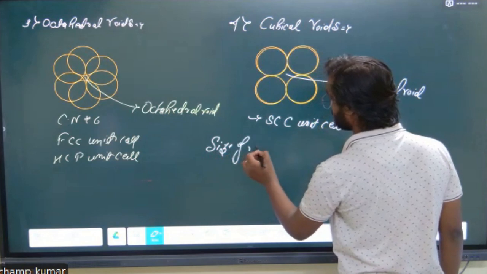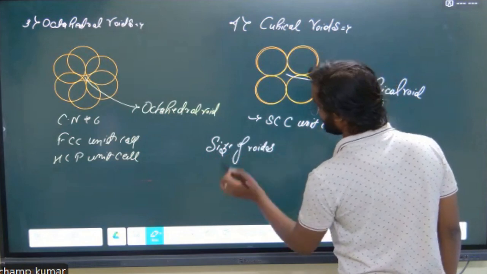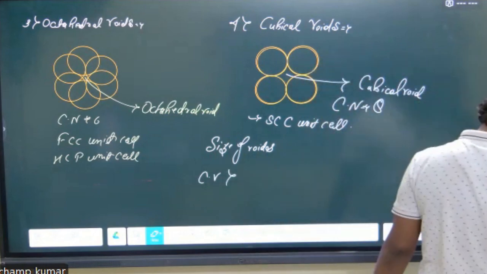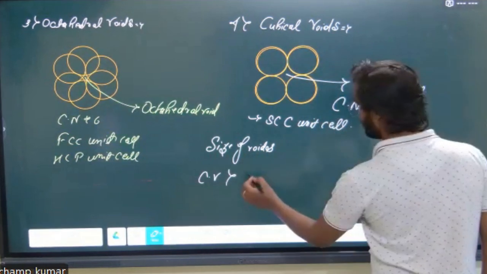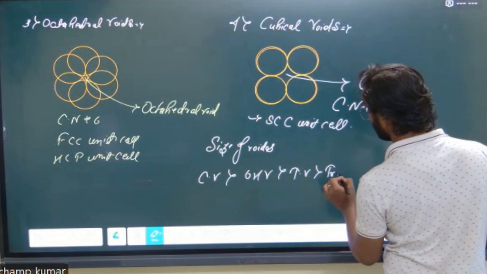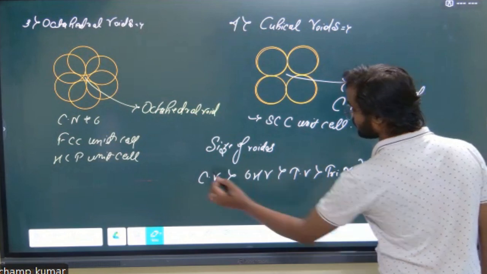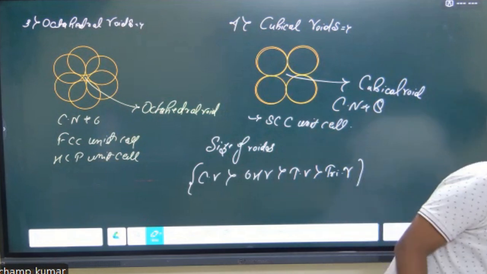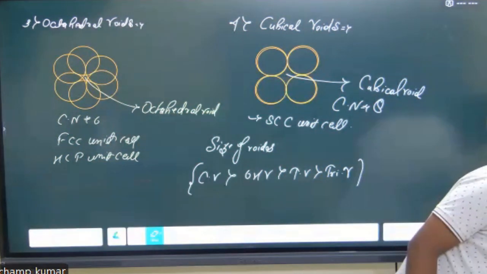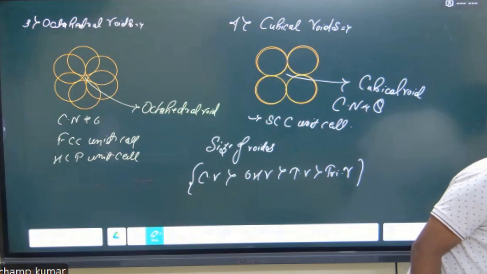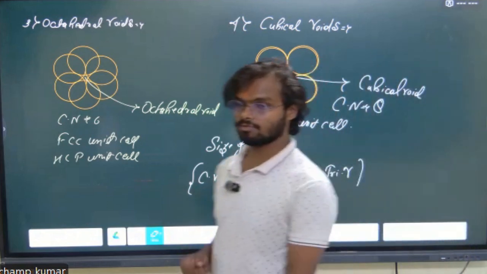If you see the size of voids, which is the greatest size? First is the cubical void, then the octahedral void, then the tetrahedral void, and then the triangular void. This is the order of the voids. Cubical void is the biggest void we can have. All the other voids are generally smaller than this.